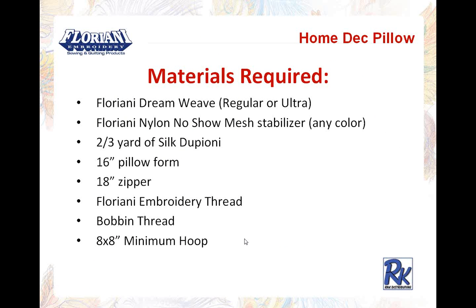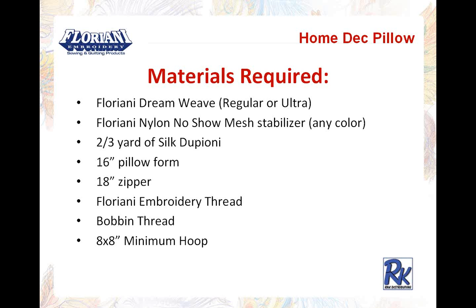So I'm going to go ahead and click on to our next slide, which is the materials that we require for this particular project. So the first thing you're going to need is some Floriani Dreamweave. We sell this in two different weights. We sell a regular weight and an ultra heavy weight. You can use either for this project. It really doesn't matter. And what we're going to be using that Dreamweave for is to stabilize the fabric that we're going to use. Not the stitches. It's not an embroidery stabilizer. It's a fabric stabilizer as we're using it in this project.